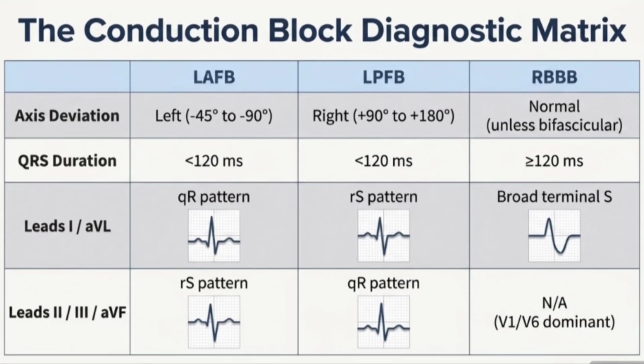The conduction block diagnostic matrix. LAFB: axis deviation is left. LPFB: axis deviation is right. Right bundle branch block: normal unless bifascicular. QRS duration is less than 120 for both fascicular blocks, but more than or equal to 120 milliseconds in right bundle branch block. Lead I and aVL: small q big R pattern in LAFB, small r big S pattern in LPFB, and broad terminal S wave in right bundle branch block.